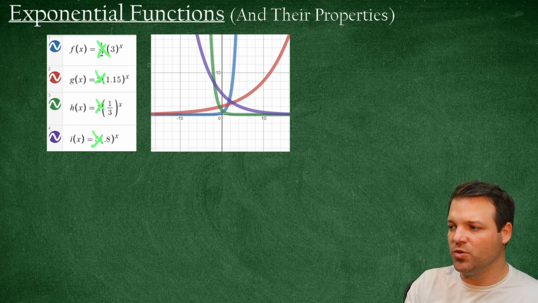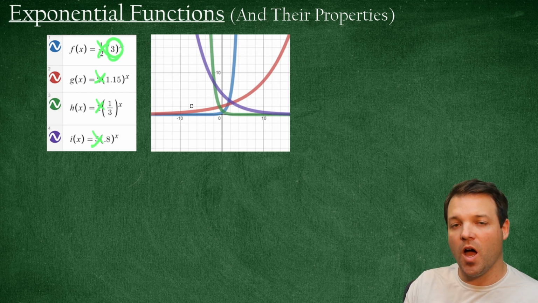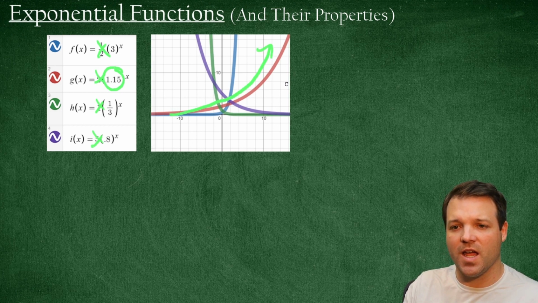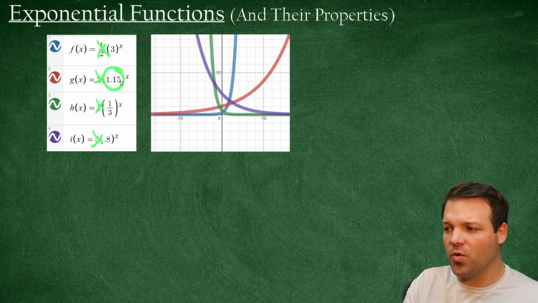So for this blue graph, as x goes from left to right, it is going to increase rapidly. Well, why is that? That's because the base is a positive number above 1. And so the bigger that number is, the more rapidly it is going to increase. This one right here, the red graph, is still increasing over time. However, it's increasing at a slower rate because its base, or its rate of change here, is only 1.15.